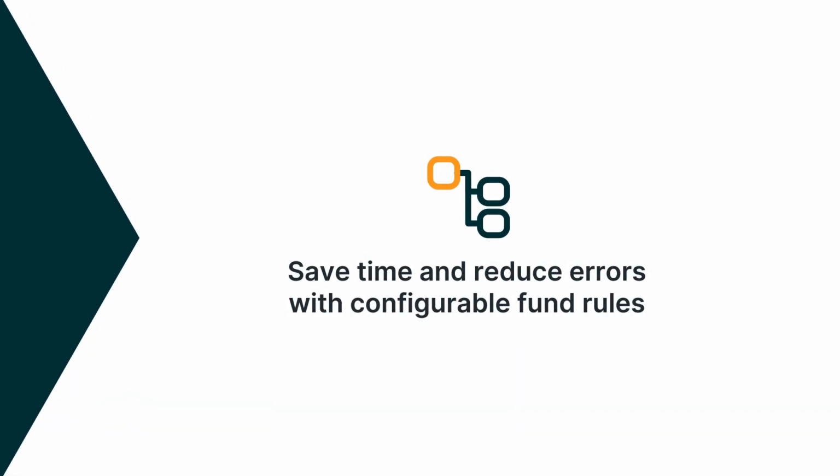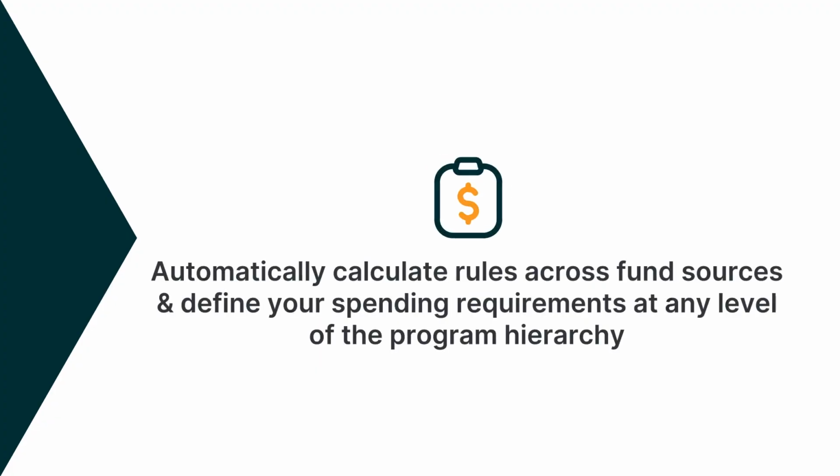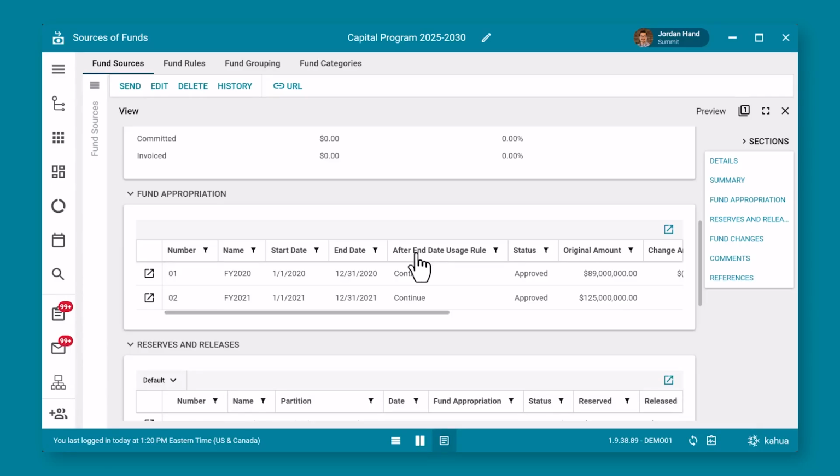Save time and reduce errors with configurable fund rules. Automatically calculate rules across fund sources and define your spending requirements at any level of the program hierarchy. Set rules to prevent a user from budgeting, committing, or spending appropriations of funds after a particular date.